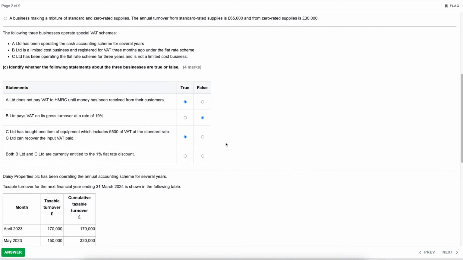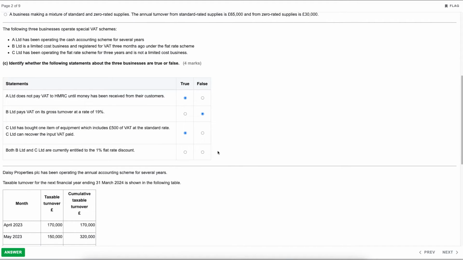Okay. So then the last part here states both B Limited and C Limited are currently entitled to the 1% flat rate discount. Now, the 1% flat rate discount is only applicable in your first year that you join the flat rate scheme. For B Limited, that is the case. It states that they registered for VAT 3 months ago under the flat rate scheme. So this would be their first year, and they would qualify for the 1% discount. However, because C Limited has been operating the flat rate scheme for 3 years, it would not have access to that discount. So this one would be false.